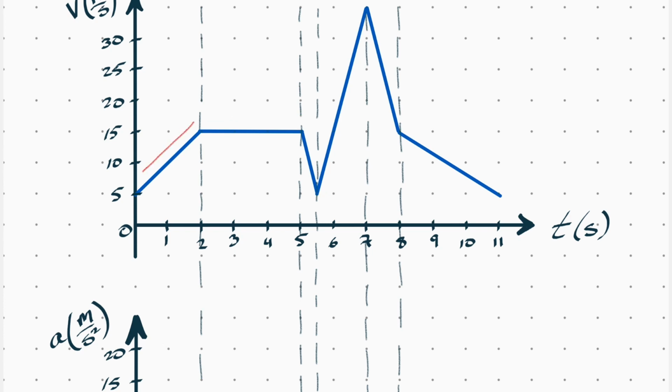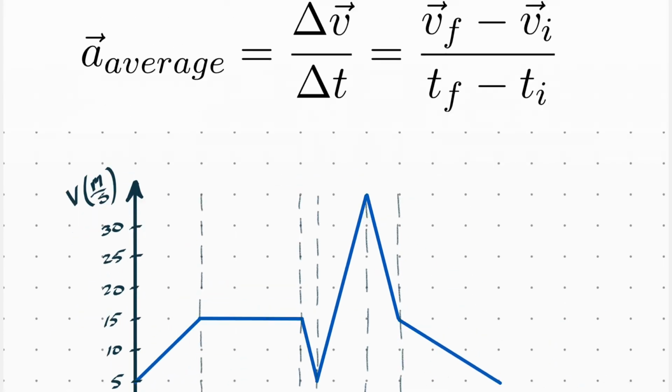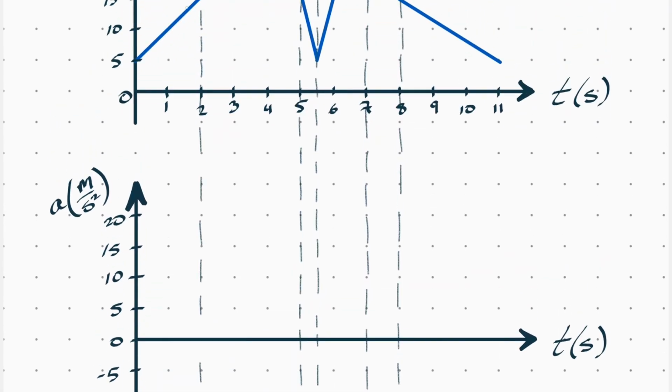How do you know it's uniform? Well, obviously this break right here is denoting that something changed, right? Something happened. So we're just going to look at the segments that are uniform, and we're going to use this average acceleration formula to figure out how to plot the A versus T graph down here.